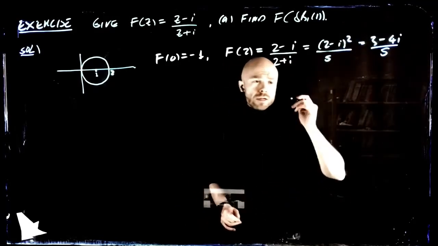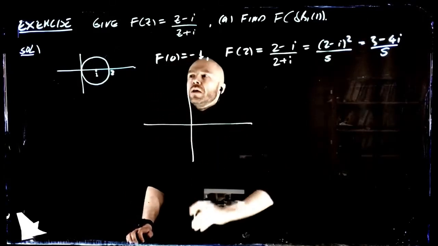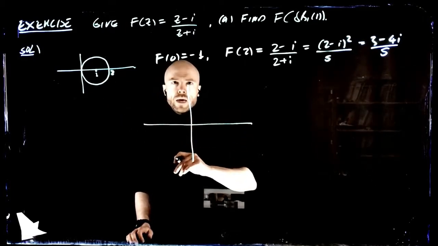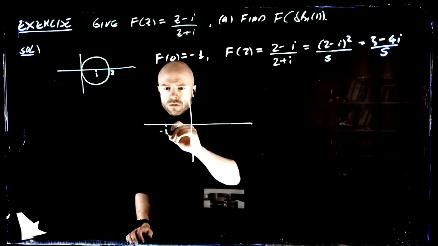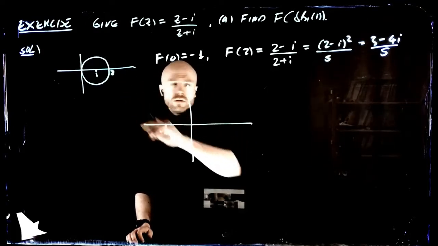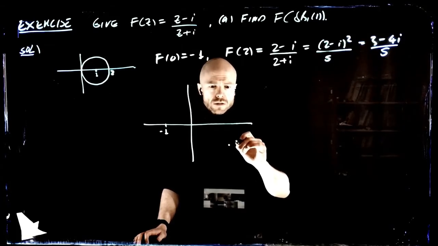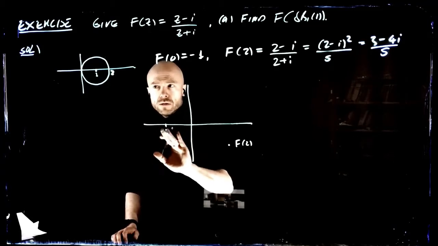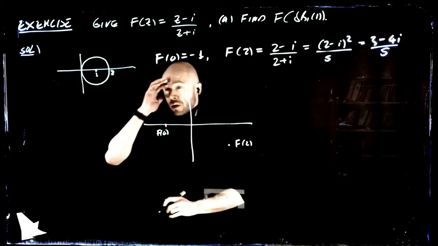So let's start to draw some of the stuff. And what do we have? We have that 0 is mapped to -1 over here. And we have that 2 is mapped to this thing, which is, say, somewhere over here. So this is f of 2. And maybe I put this as f of 0. Cool.